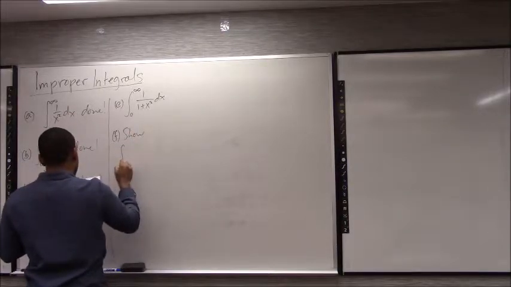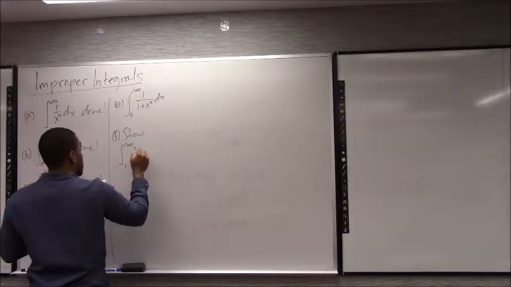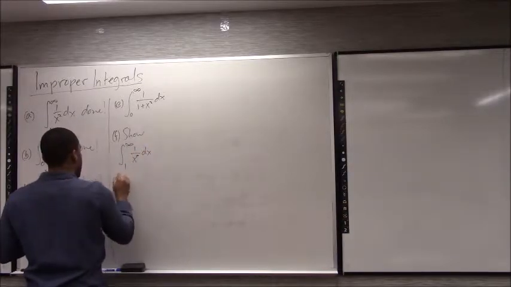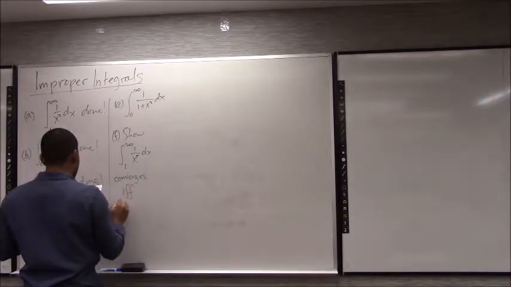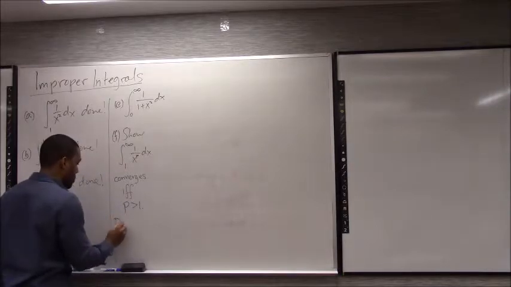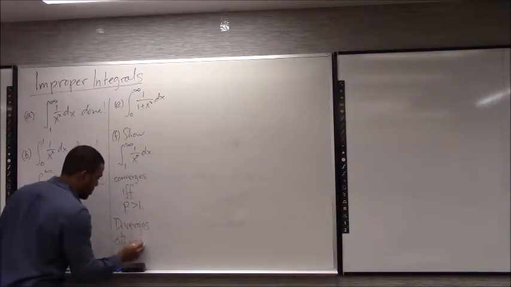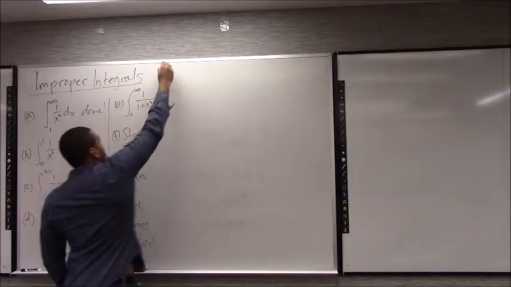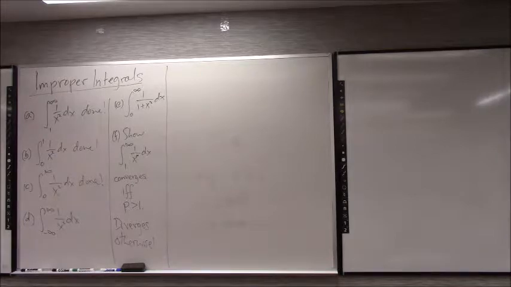Show that this particular integral, 1 to infinity of 1 over x to the p dx, converges if and only if p is greater than 1, diverges otherwise. Okay. So let's actually get to it.